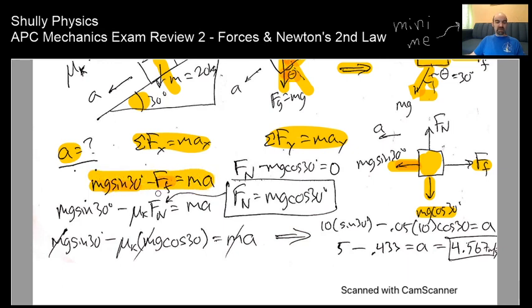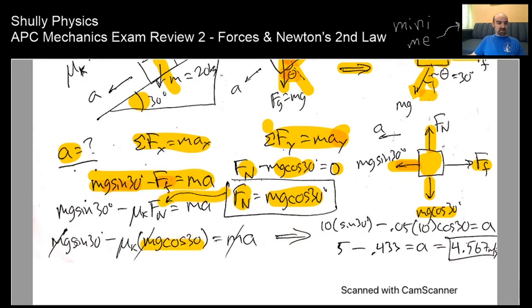When you get stuck, don't stop. Let's move over to the Y direction over here. The Y direction has normal force up minus mg cos 30 down, so normal force minus mg cos 30. And this object is not accelerating up out of the surface or down into the surface, so the acceleration in the Y direction is 0. So when we solve for normal force, that's equal to mg cos 30. We're going to plug that in right over here.